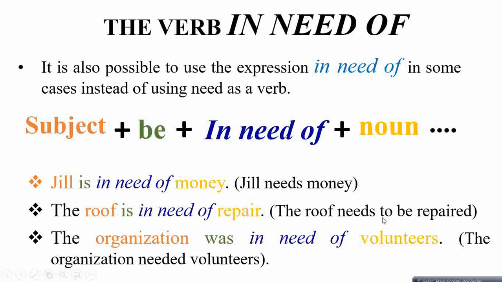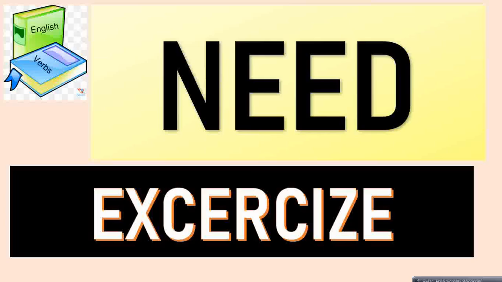So the sentence would be: Jill, which is the subject, is in need of money, which is the noun. So, Jill needs money. The roof is in need of repair. The roof needs to be repaired. The organization was in need of volunteers. The organization needed volunteers. So was in need of shows this need was in the past. So this was all about the verb need and the expression in need of.